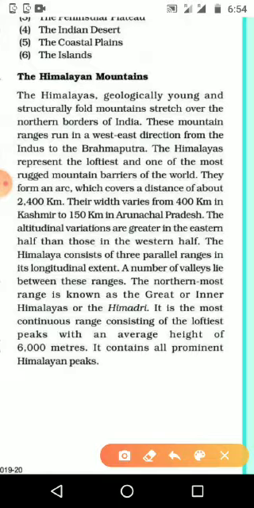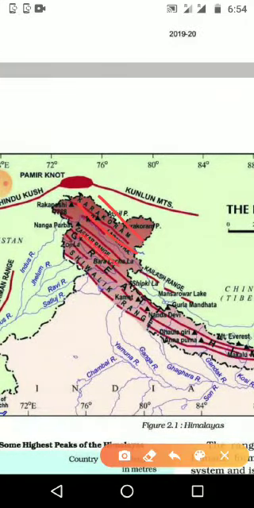The Himalayas consist of three parallel ranges in their longitudinal extent. A number of valleys lie between these ranges. When we are looking at the Himalayas, we can see three parallel ranges. In the picture it is shown with lines: first one, second one and third one, like that three ranges we can see. Don't think it is made exactly along a line.